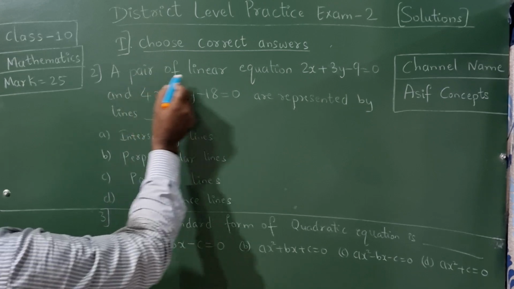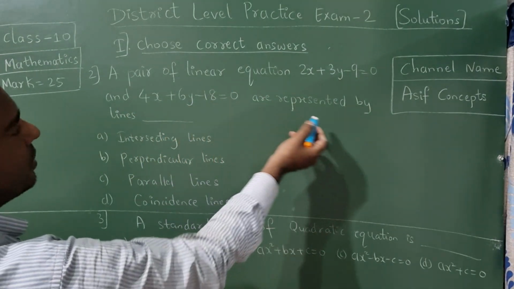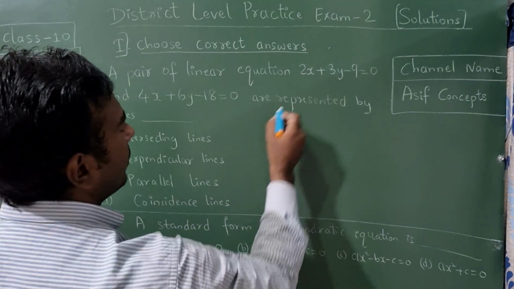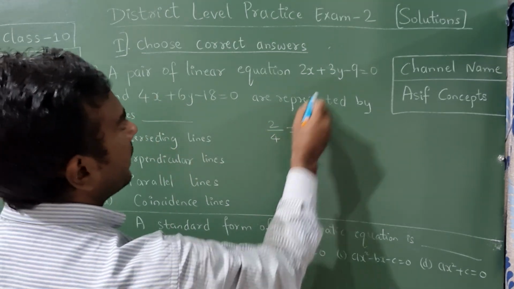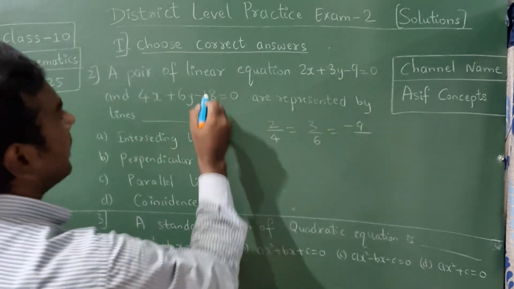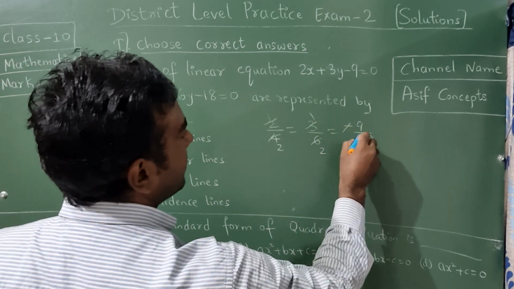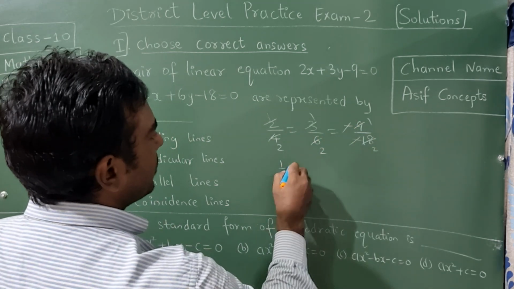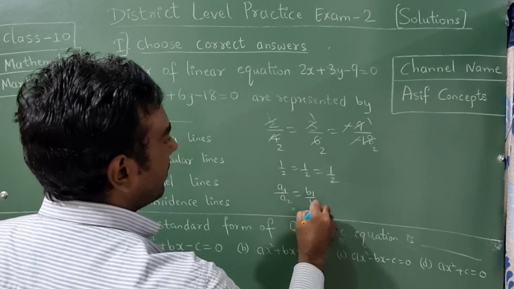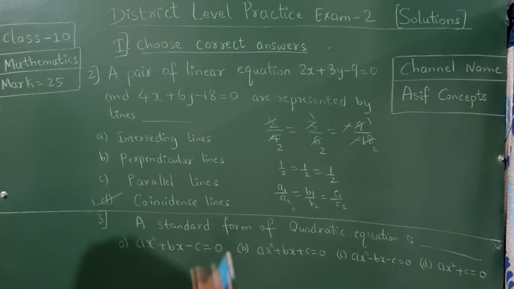Now the second question is, a pair of linear equations 2x plus 3y minus 9 is equal to 0 and 4x plus 6y minus 18 is equal to 0 are represented by the given options. Okay. So first I am going to write here 2 by 4, next is 3 by 6, and next is minus 9 by minus 18. 2 ones are 2 twos are, 3 ones are 3 twos are, minus minus get cancelled, 9 ones are 9 twos are. So it is 1 by 2, 1 by 2, 1 by 2. So this is a1 by a2 is equal to b1 by b2 is equal to c1 by c2. Now the best option is coincident lines.